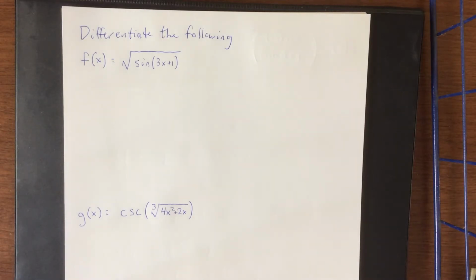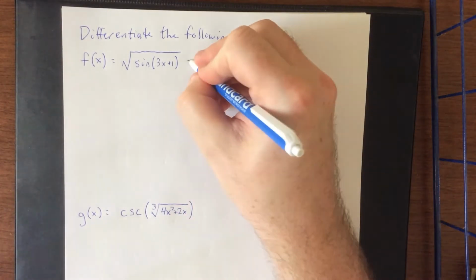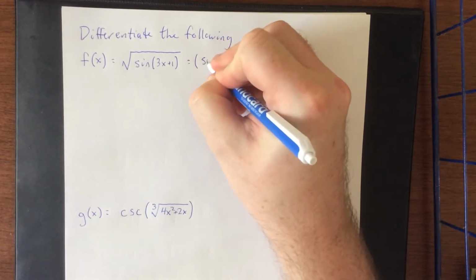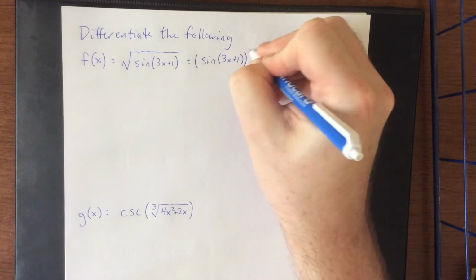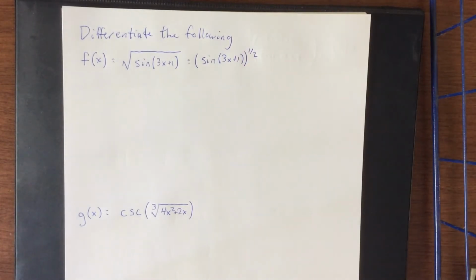Now that we've got access to the outside-in approach to the chain rule, what I'd like to do is take a look at a couple of examples. First one I'd like to do is f of x is equal to the square root of the sine of 3x plus 1. Now when it comes to square roots, there is something that we should do right away. And the thing that we're going to do right away is turn this into a 1/2 power.